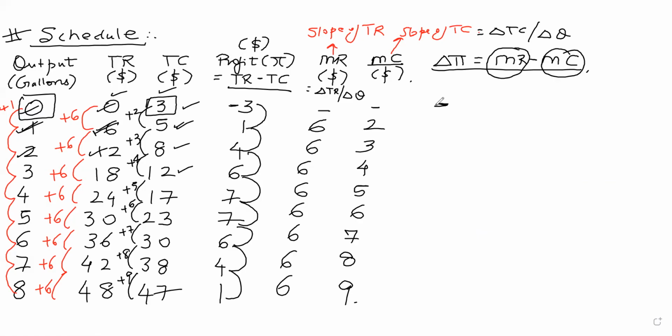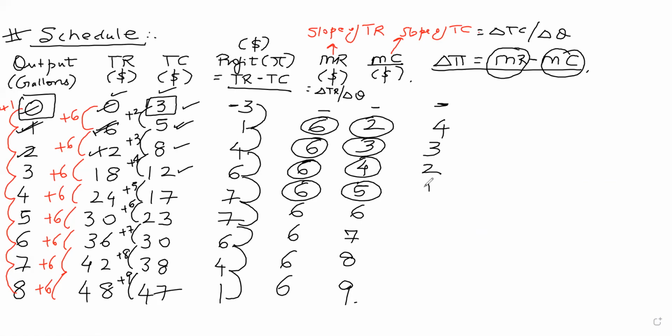So obviously you cannot calculate change in profit at zero level of output. For the first level of output, it's 6 minus 2 or 1 minus of minus 3. Both give you the answer as 4. Then it's 6 minus 3, which is 3. 6 minus 4, which is 2. 6 minus 5, which is 1. 0, minus 1, minus 2, minus 3. So I hope all students have understood this particular schedule.